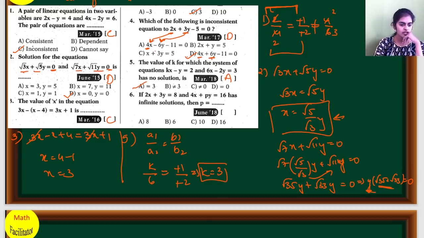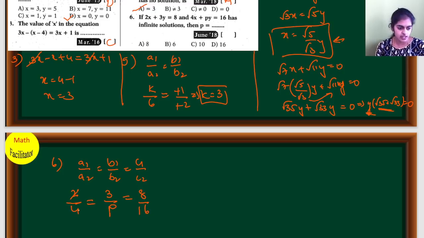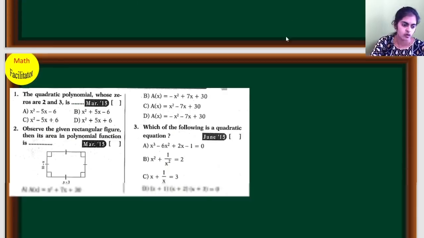Okay. See the question number 6. So these lines have infinite solutions. Okay, infinite solutions means all the ratios are equal, isn't it? So a1 is 2, a2 is 4, equal to b1 is 3, b2 is P, equal to, this is 8 and 16. So this is 1 time, 2 time, 1 time, 2 time. So I can write 3 by P should be equal to 1 by 2. Or from here, P equal to 6 you will get. Okay, so option B is correct. Clear? Now the next one.